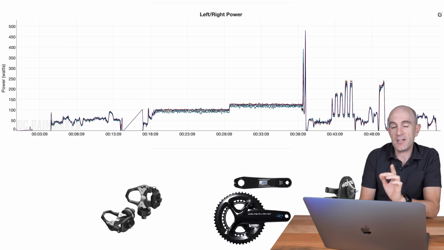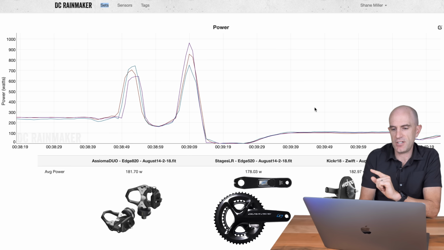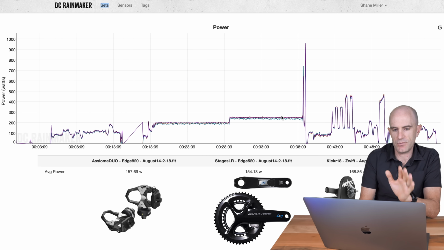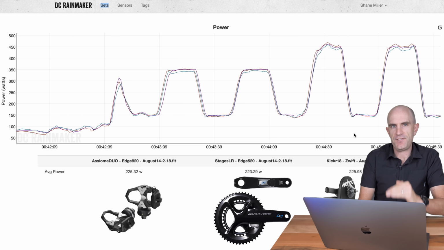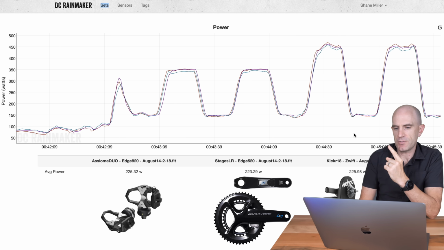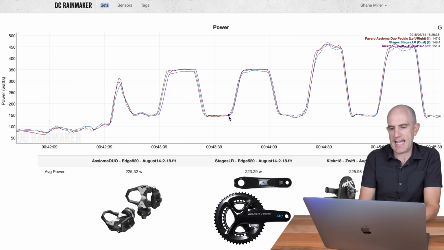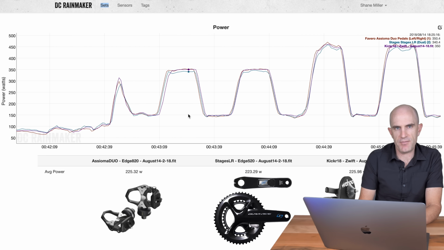So we have the right-hand side of the Stages power meter reading low throughout the steady state. I'm going to skip over the sprints on this because I didn't put enough into it, didn't even crack 1,000 watts, so we'll skip to the sprints for the other ones. Jumping to the over and unders, which is the 150, 350, 150 and 450 intervals, you can see a few of those back to back, and similar but not the same.